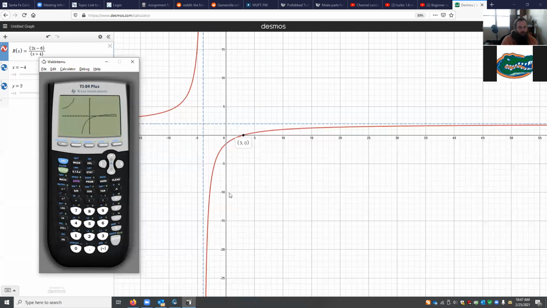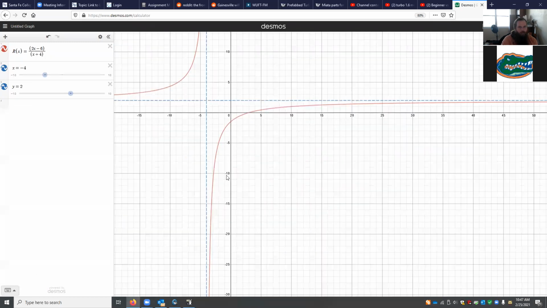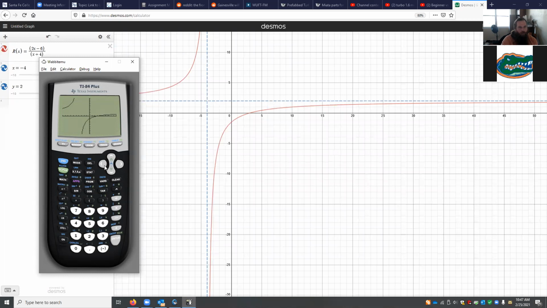And you see we get the same picture. It's kind of zoomed in on this part of the graph. So if you want to see more, we can back things out. -20 to 20, -20 to 20. And that'll get us a slightly better picture.